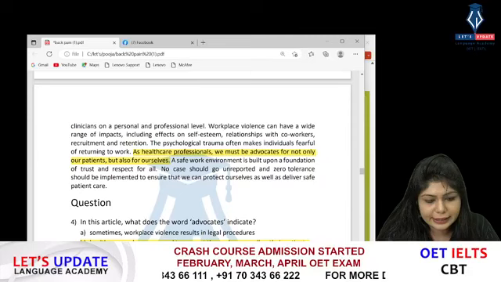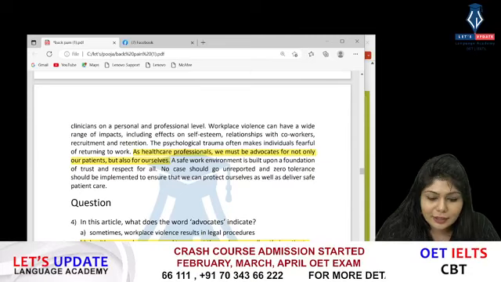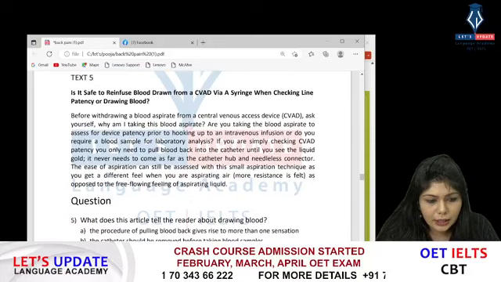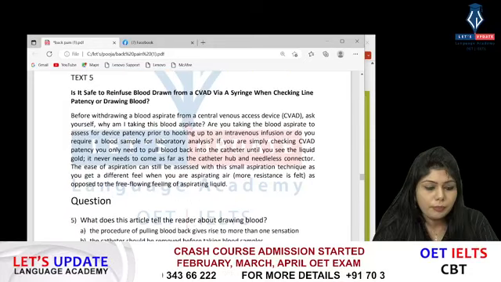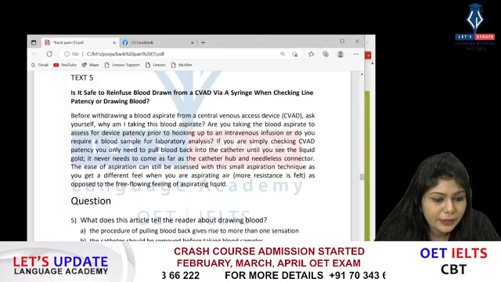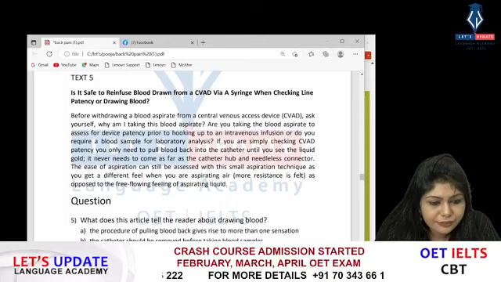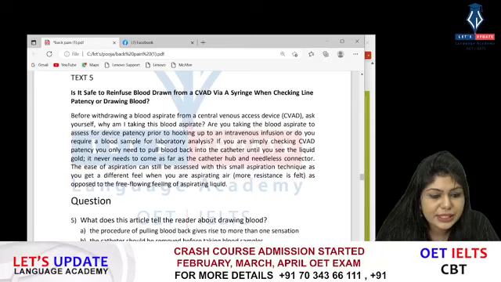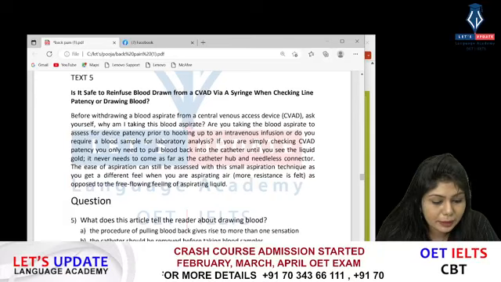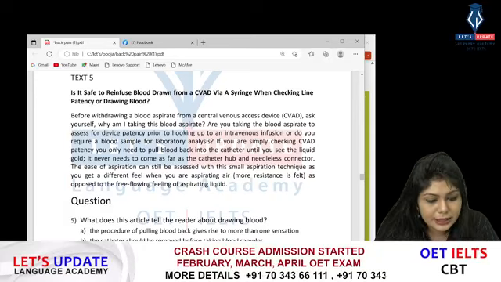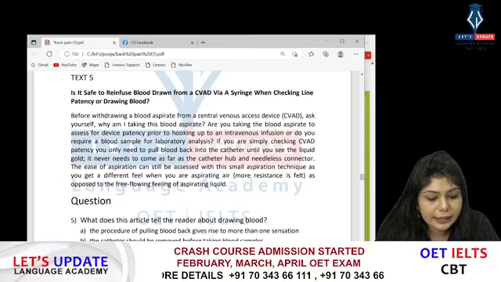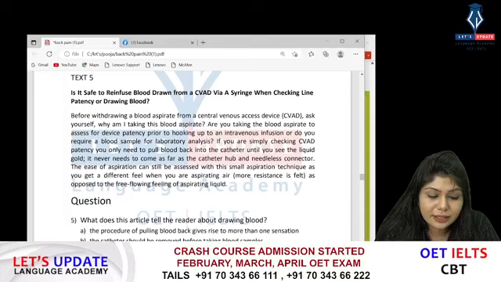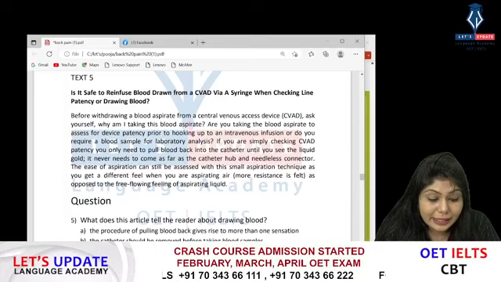Okay, so now we are moving to text 5 or extract 5. The heading is: is it safe to re-infuse blood drawn from a CVAD via a syringe when checking line patency or drawing blood? And the question is, what does this article tell the reader about drawing blood? So I'll give you a minute to read it by yourself and come up with answers.